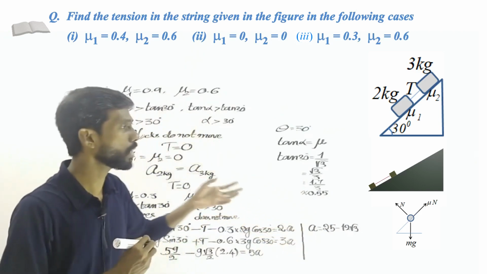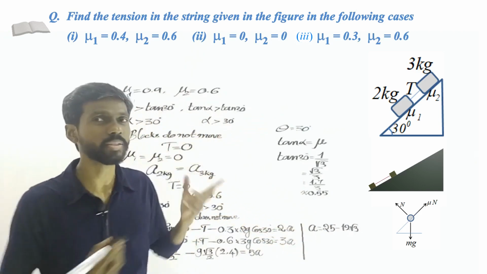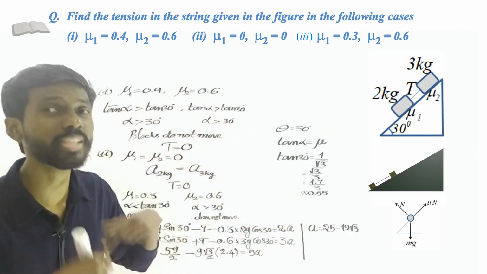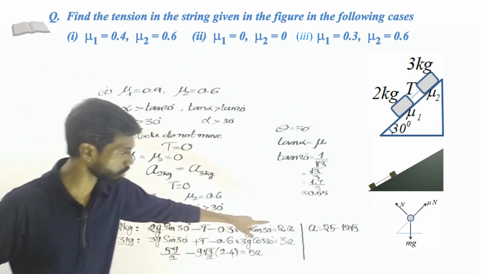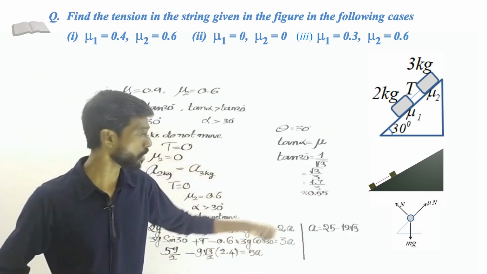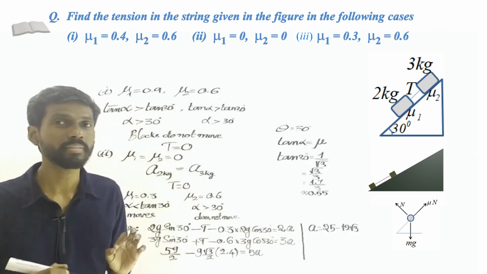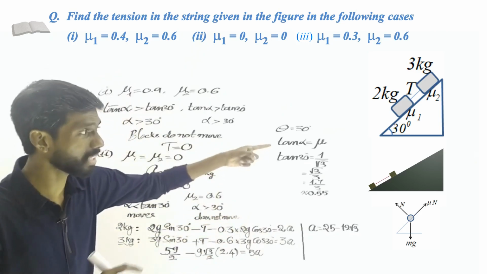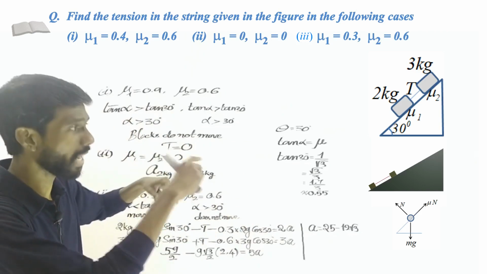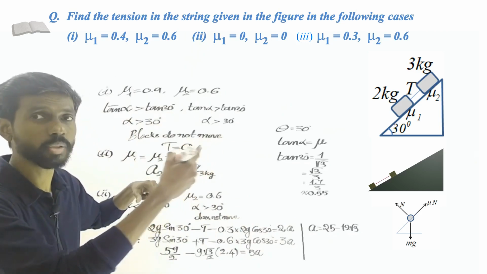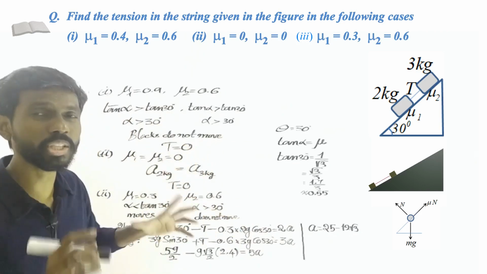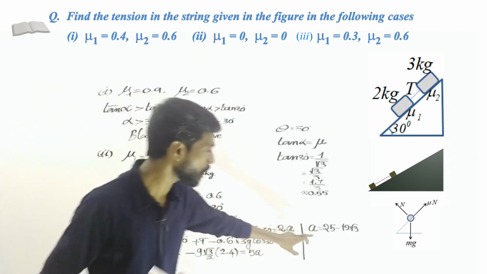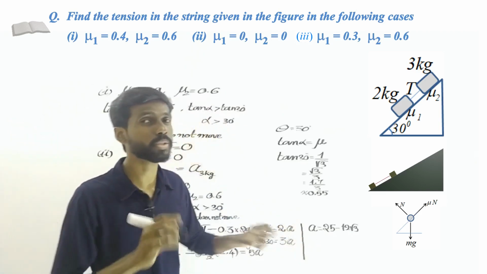That means the object moves in the opposite direction. But that is not possible, right? That means our assumption is wrong. We assumed that both objects move with the same acceleration a, but we got a negative answer. So our assumption is wrong. The objects do not move because the movement of this 2 kilogram object is prevented by the other object. But here we are getting the acceleration positive, so no problem. If you get negative, that means the objects do not move.